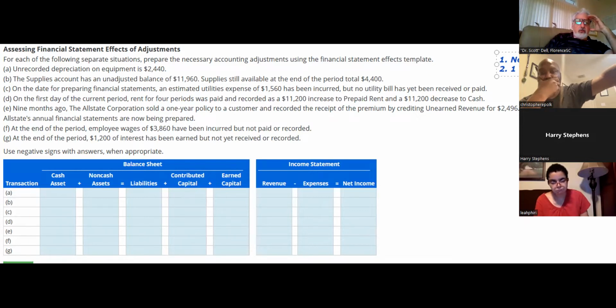So let's go ahead and go through these. Depreciation: I'm moving from my equipment down to my depreciation expense. Accumulated depreciation, which is a contra asset, offsets the asset, down to my depreciation expense. So let's take a look. Unrecorded depreciation on equipment, 2,440.